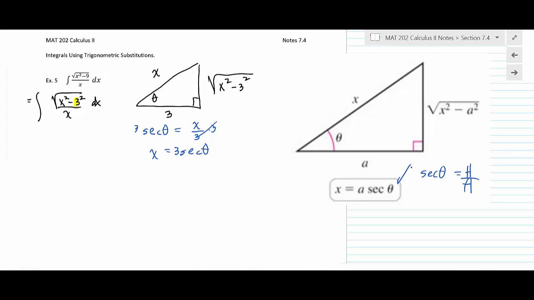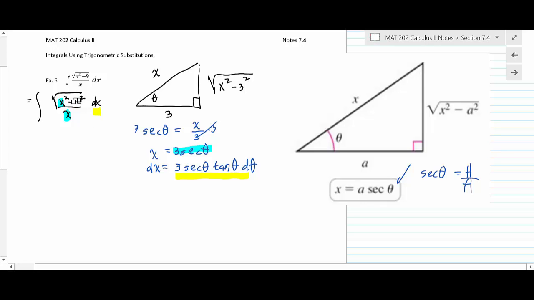So what that means is in our integral, everywhere we see an x, there are 2 places we're going to have an x, we're going to replace that with 3 secant theta. Then the other thing you have to do is dx. What's the derivative of the secant? Secant tangent. These things show up here and there, so you've got to be on top of that when they do. So that's going to be 3 secant theta tangent theta d theta, and that gets plugged in as the dx.